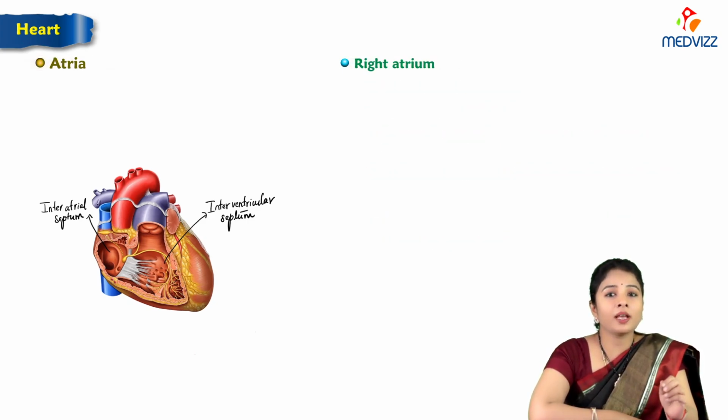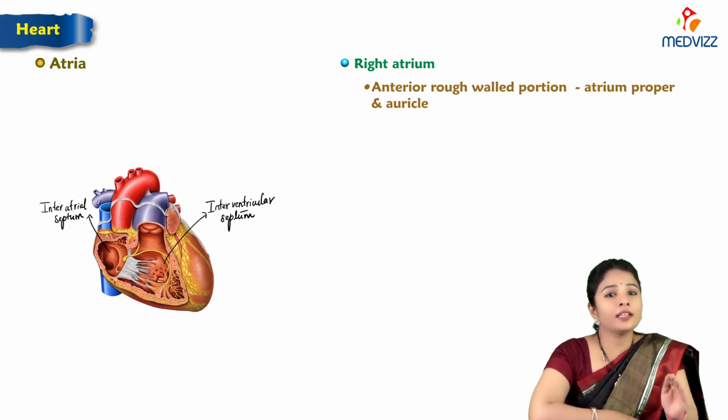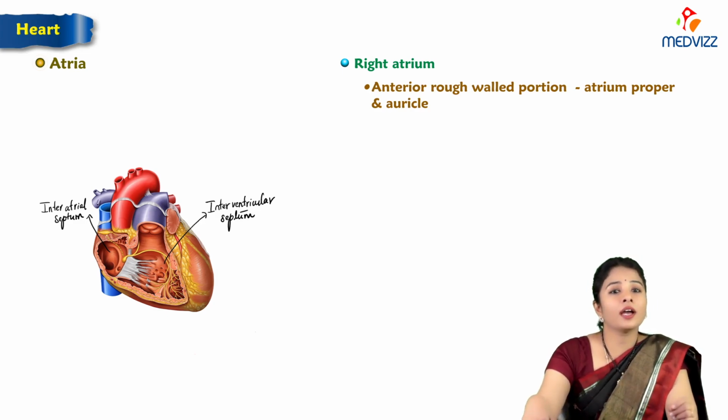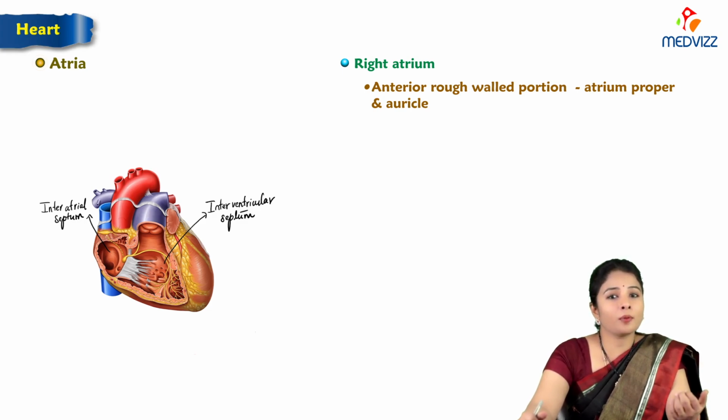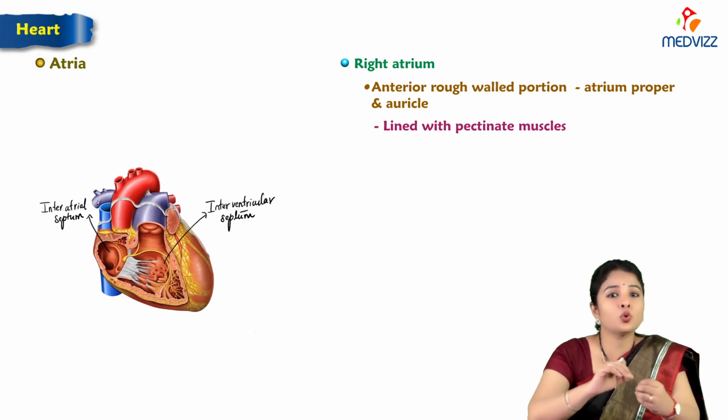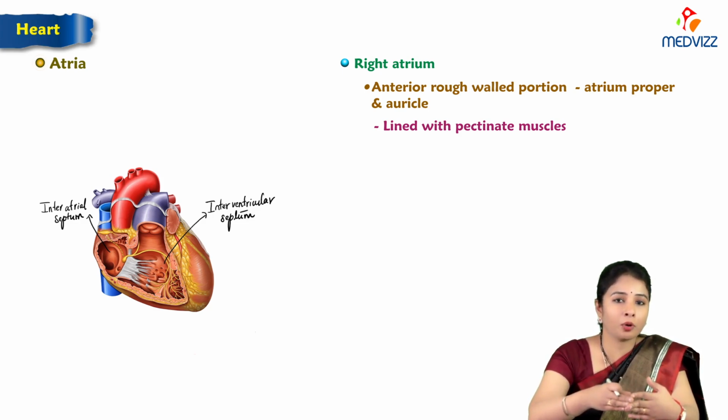Coming to the right atrium first. The right atrium has an anterior rough wall and a posterior smooth wall. The anterior rough wall portion is called the atrium proper, and it includes the auricle also, and this atrium proper is lined with pectinate muscles. Pectinate means comb-like, so it appears like a comb, and the muscles are called musculi pectinati. Even the auricle consists of a meshwork of muscle fibers within it.